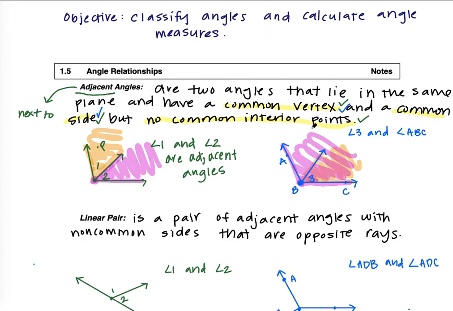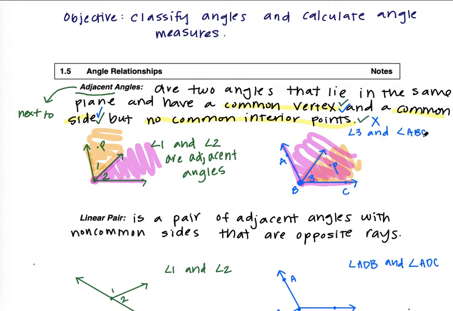So if I have a point, let's say right here, point P again, point P is inside of angle 3, but it is also in angle ABC. So they have common interior points, but we didn't want that. We were looking for no common interior points. So this is actually not true about these two angles. So since that last part isn't true, then these two angles are not adjacent.